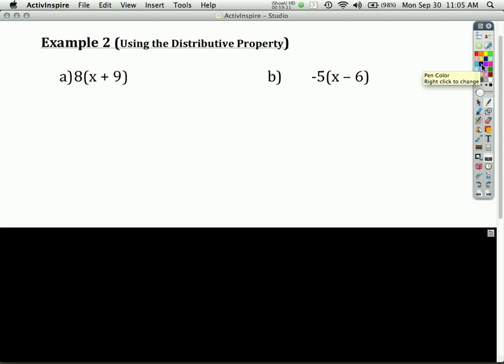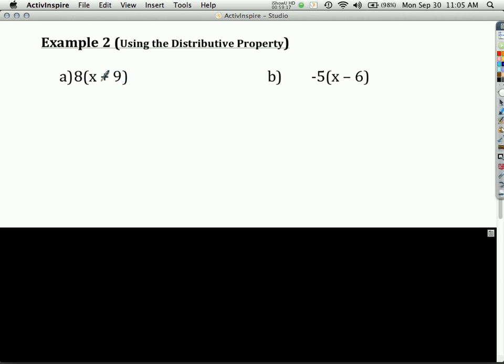So first you have to ask yourself, is this distributive property? I see parentheses, I see an addition problem inside, and then there's a number next to the parentheses. This is distributive property. So we're going to draw arrows from the number to each item inside. And then we're going to multiply. 8 times x plus 8 times 9.